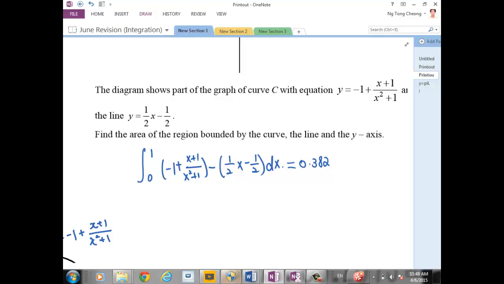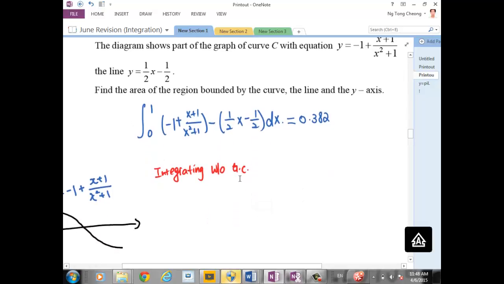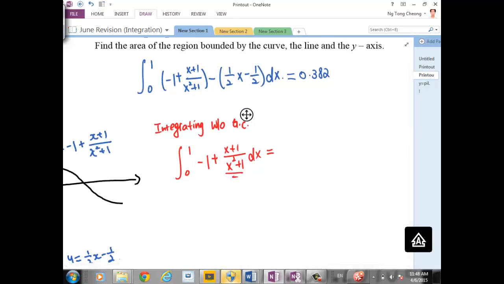How do you integrate it without using GC? If you want to know how to integrate without GC, basically the one that is more difficult to integrate is actually this one, right? 0 to 1, negative 1 plus. And we know that actually the troublesome term is this one. So I'm just going to focus on how to integrate this one.